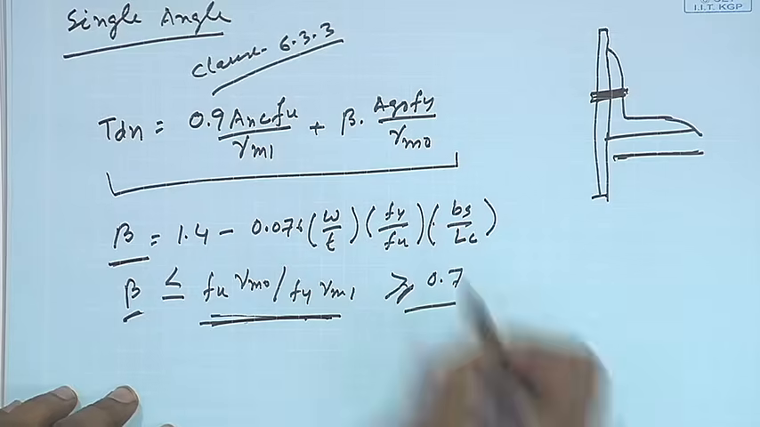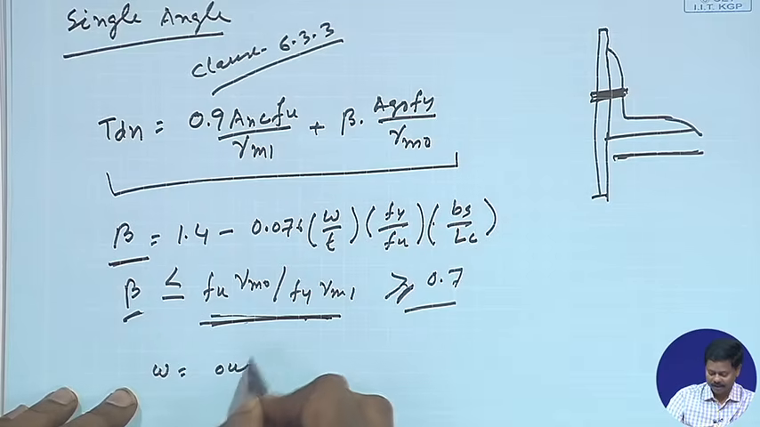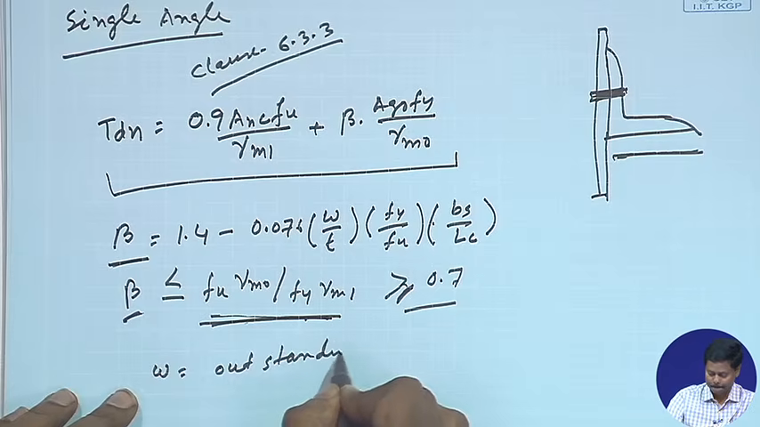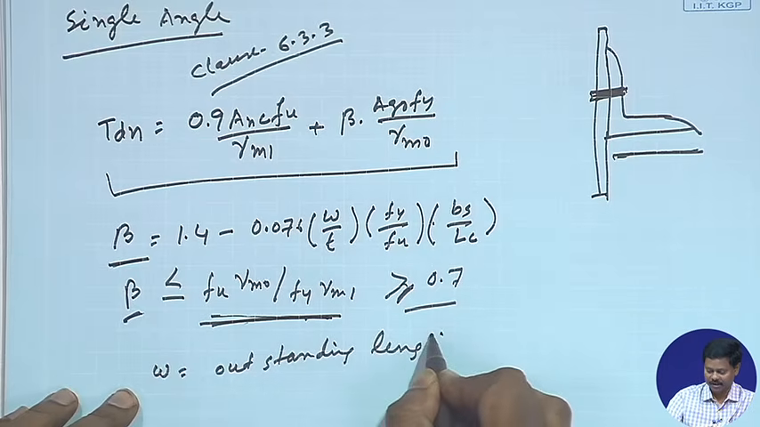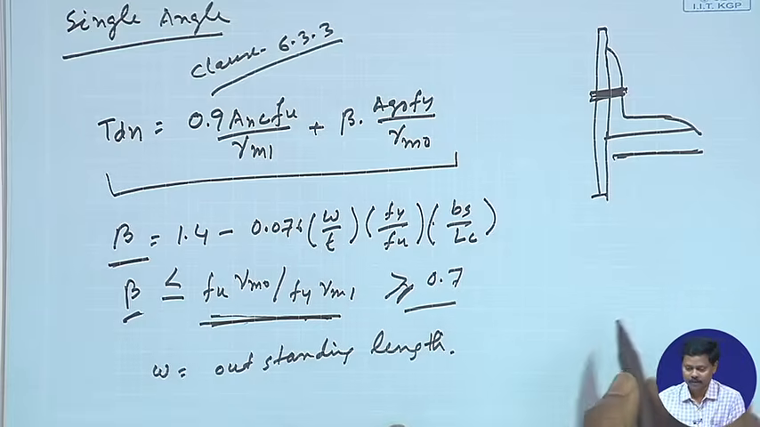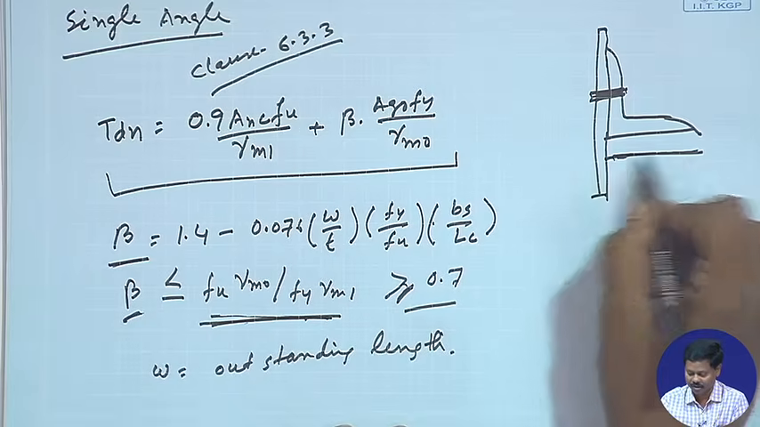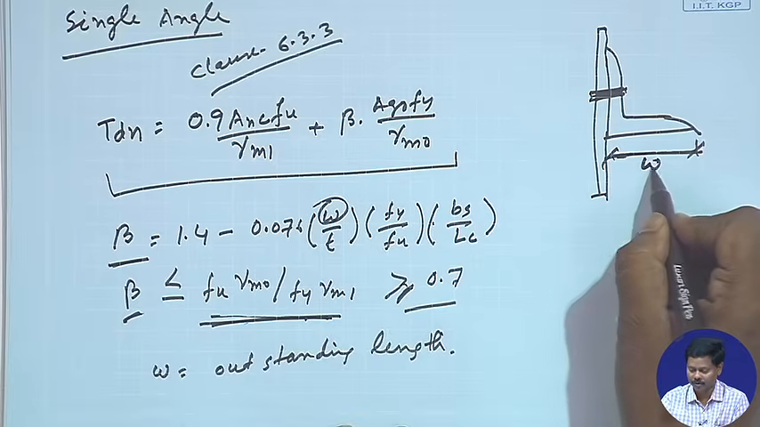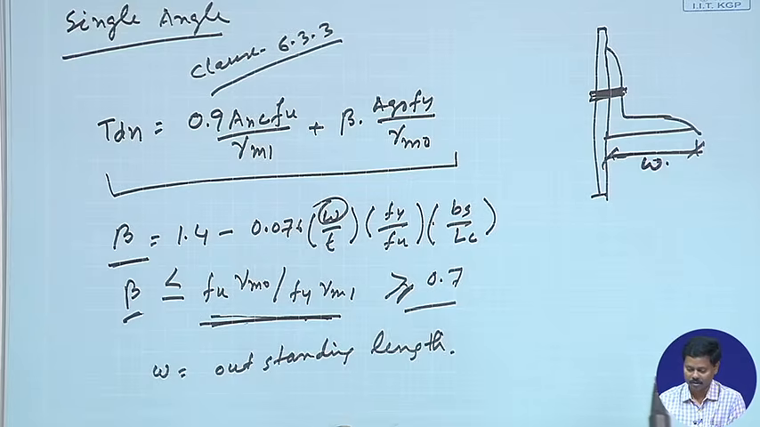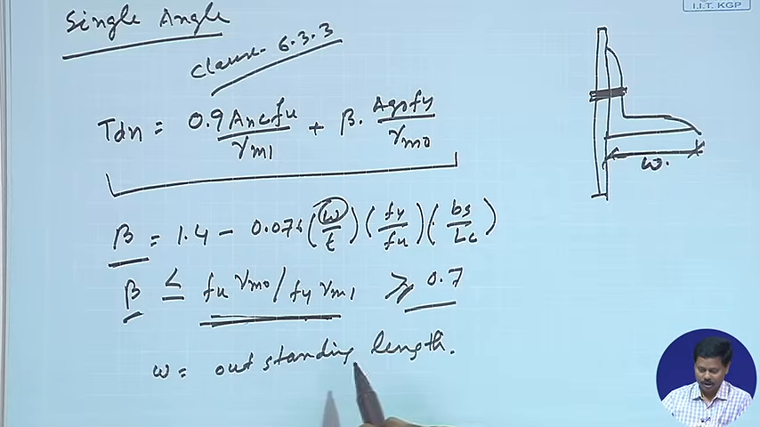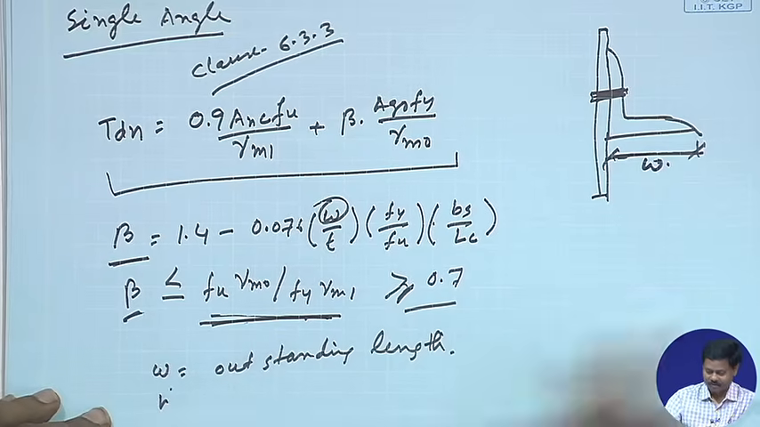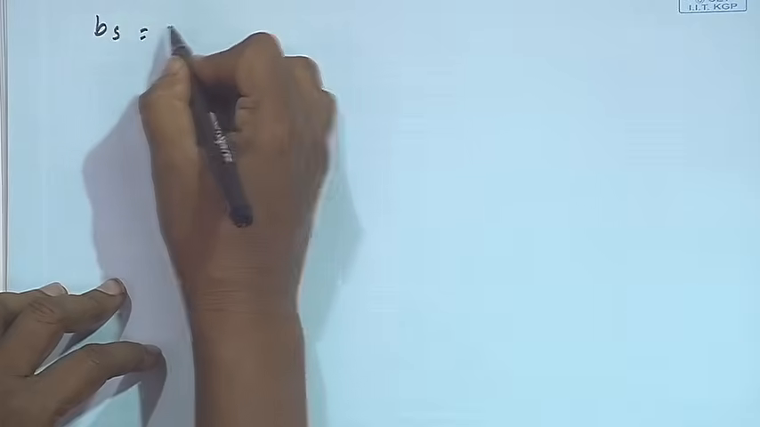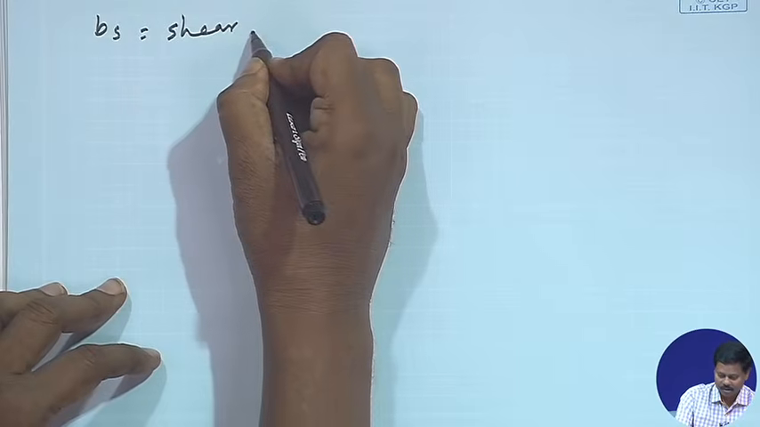Now, this W is basically the outstanding length of the section. In this case this is W. When we consider this W, it will be the outstanding length, right. So next is the Bs. Bs is the shear lag width. So Bs we can find out, here it is shear lag width.